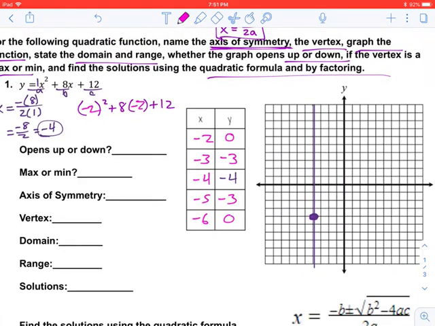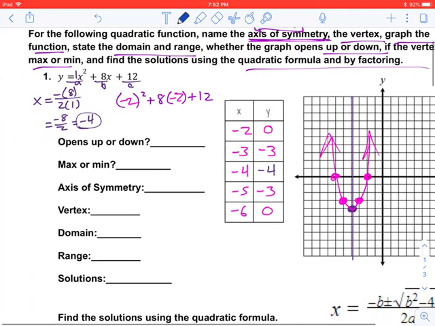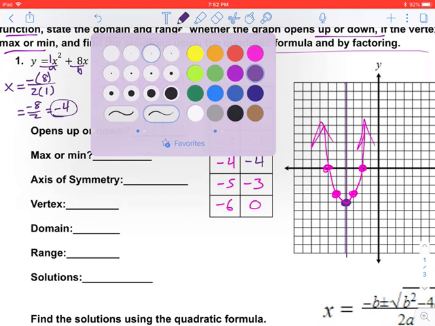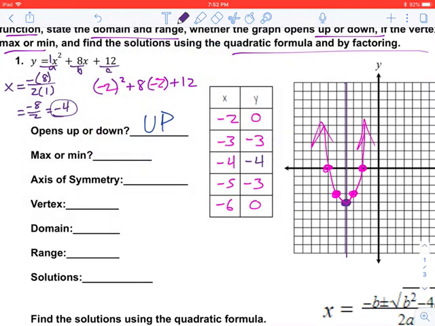Okay, so when I start to plot this, I've got negative 3 is right here, and symmetrical right here. Negative 2 zeros right here, and symmetrical is right here. And so now I've got my parabola looking something like this. Okay, so I've graphed it. Now I want to answer all these questions. Opens up or down? Well, clearly it's opening up. Is the vertex a maximum or a minimum? Well, since it's the bottom of the parabola, that's a minimum in that case.